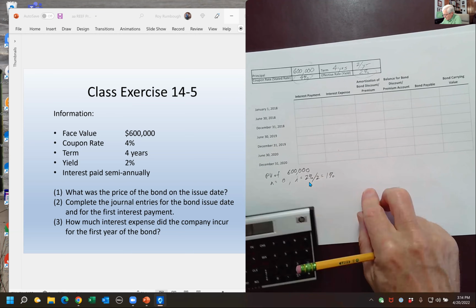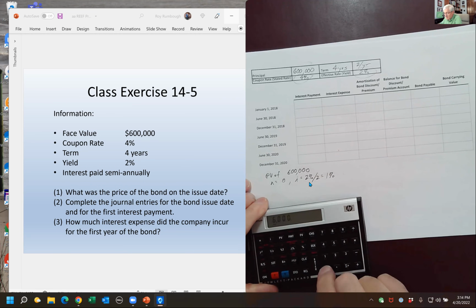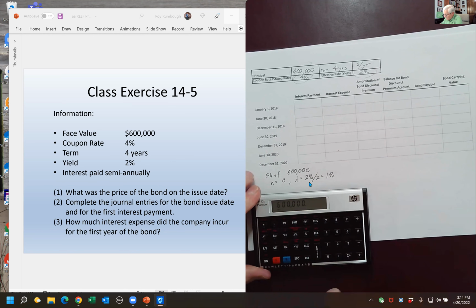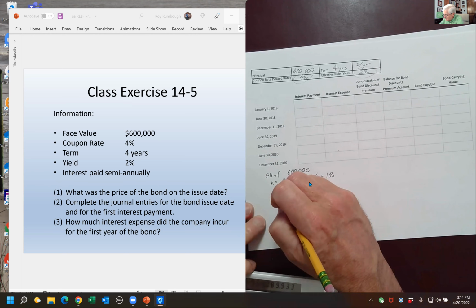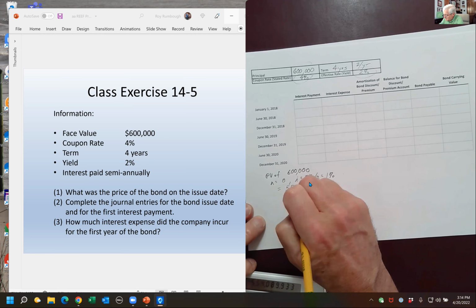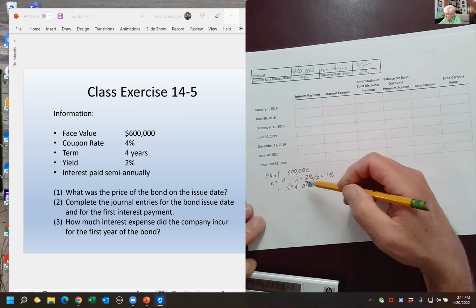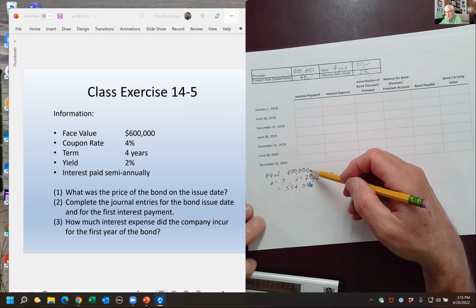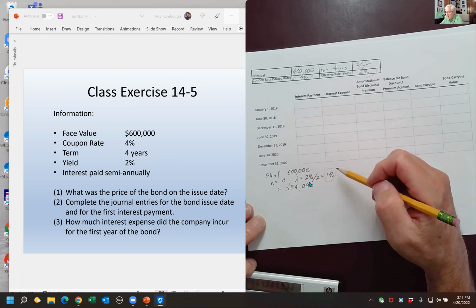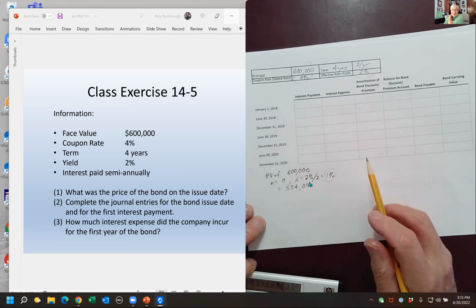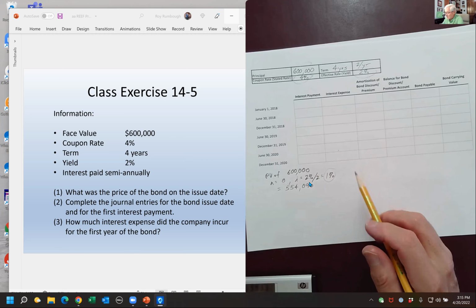All right. Easy enough. So 600,000 future value, N equal 8, I equal 1%, present value 554,090. Look how close 554,090 is to 600,000. Why is that? Low interest rate. So there's very low interest there, even though the term is 4 years. So that's a much higher percent.